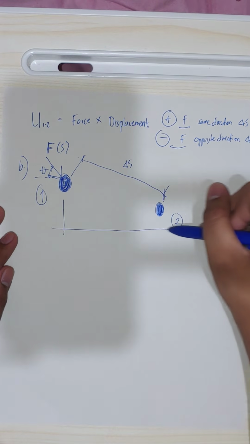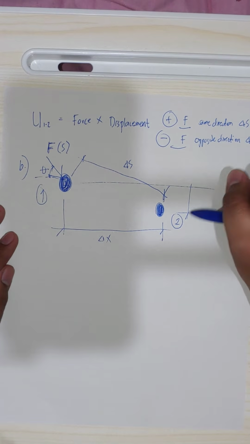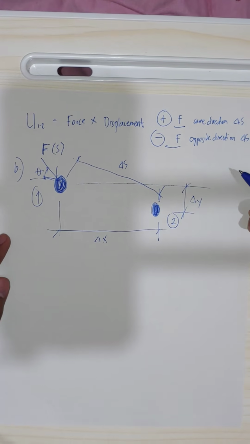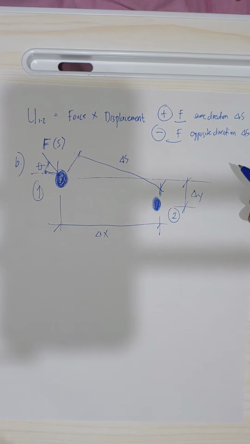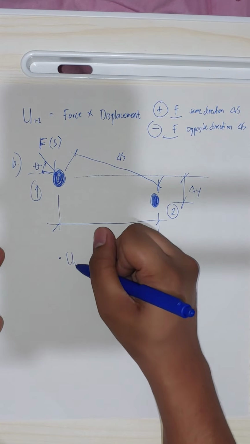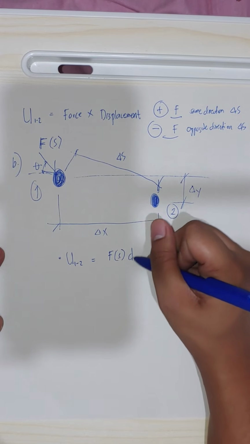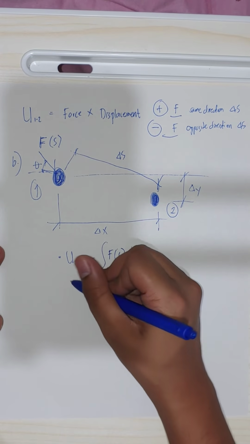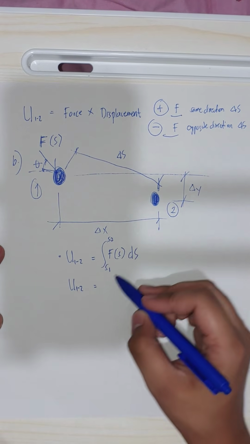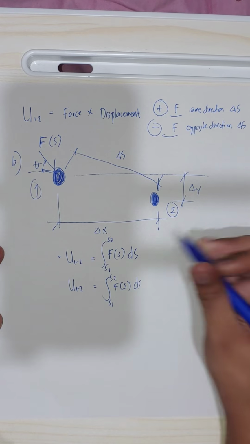So this is the displacement along X, and then we have here the displacement along Y. Since this is a variable force, what you do is you integrate over the displacement. So the work from the initial to the final position will look like this, right? It is a function of the displacement ds. So you integrate it, and you will have the work from the initial position S1 to the final position.